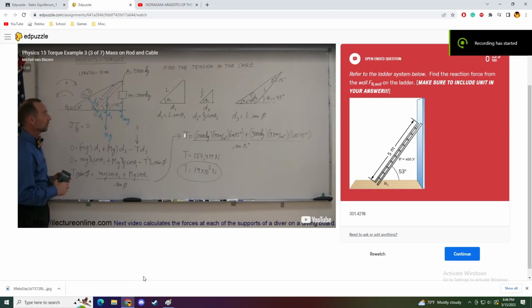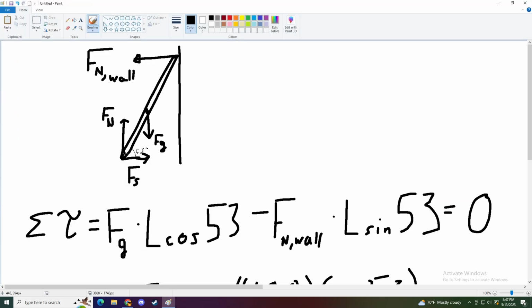In this problem, we're asked to find the normal force of the wall on the ladder, and we're given this diagram here. And so what I did was I went ahead and set up the forces on this ladder. We have the force of static friction, keeping the ladder from slipping outwards. We have the force of the floor pushing up.